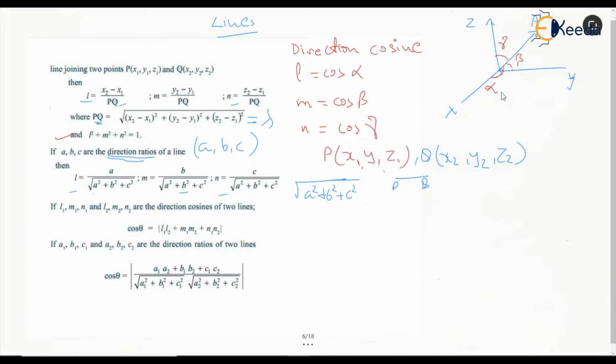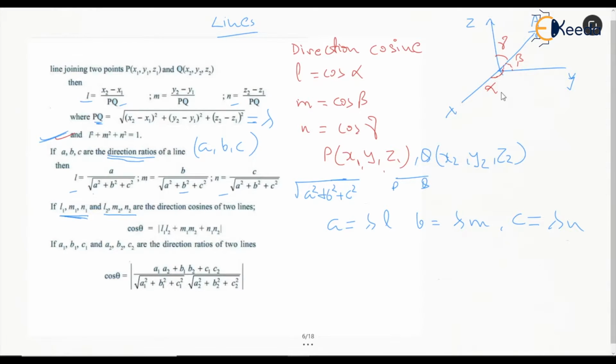Now let's say we also have the direction ratio. If we want to draw it for this LMN, A is going to be lambda times L, B is going to be lambda times M, and C is going to be lambda times N. Now let's say this LMN are the components of one line, and this L2, M2 and N2 are the direction ratios of another line.